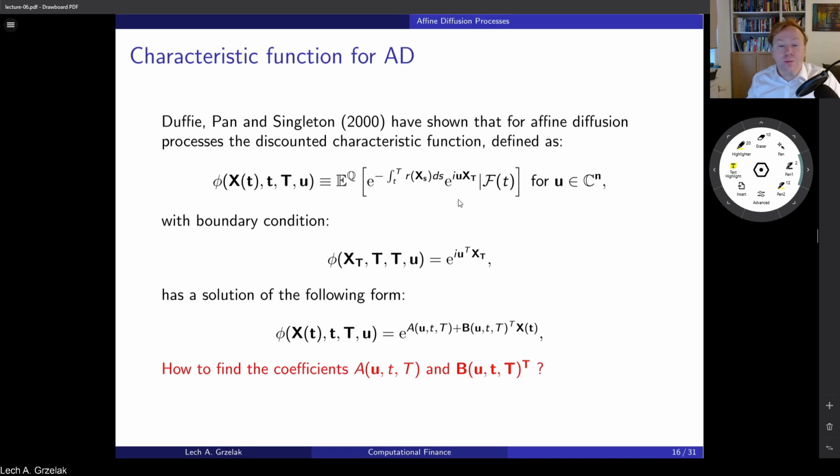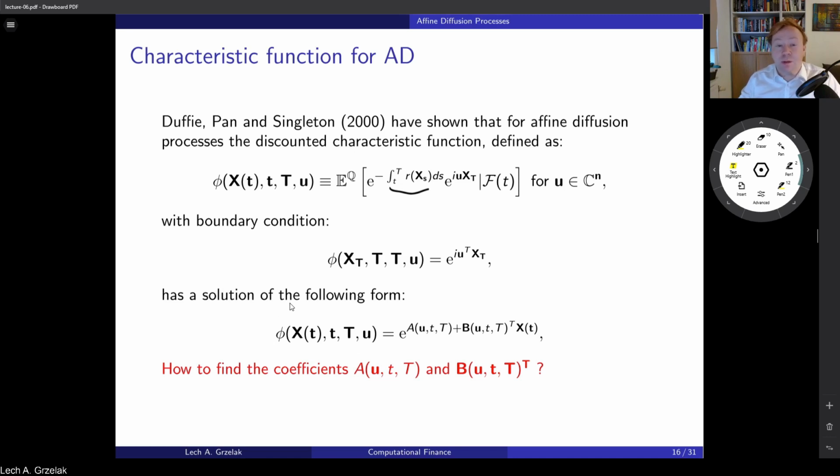And the solution for this characteristic function, so this is basically the definition of the discounted characteristic function with a boundary condition, has the following solution. This is what we have seen before. It's an exponent of A plus B times x. So once we have SDEs which are affine, then according to Duffie, Pan, and Singleton, the characteristic function exists and is given of the following form. And this is very, very important.